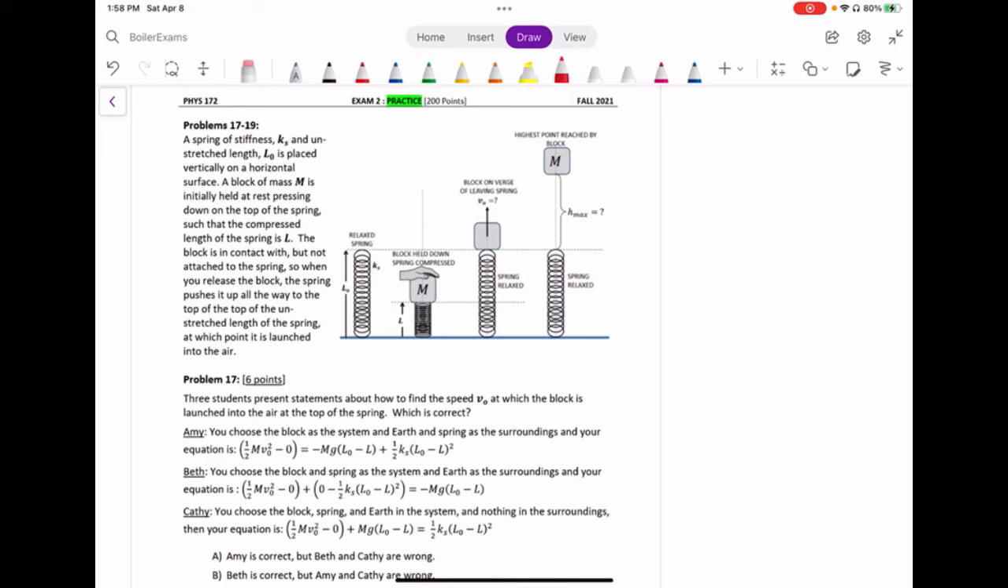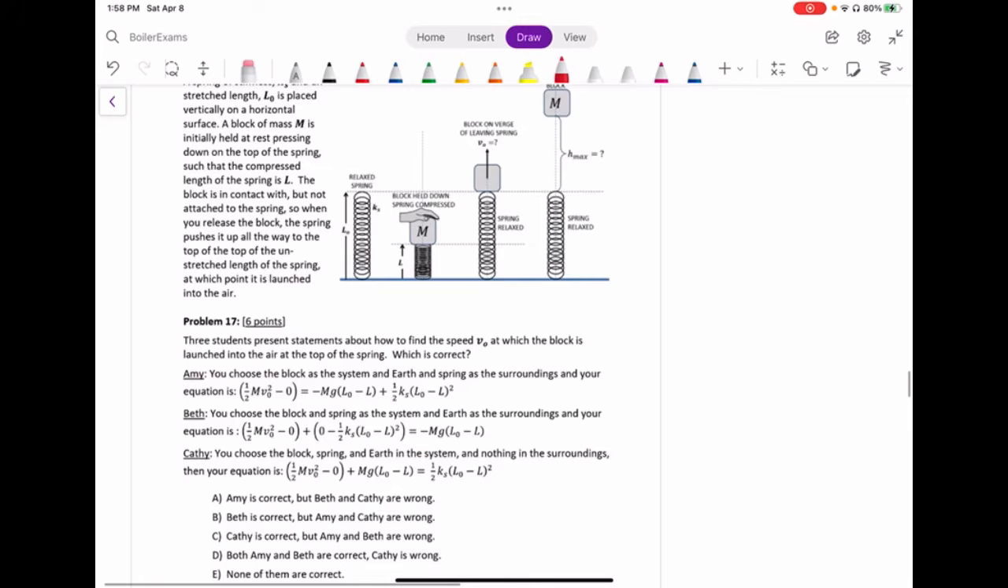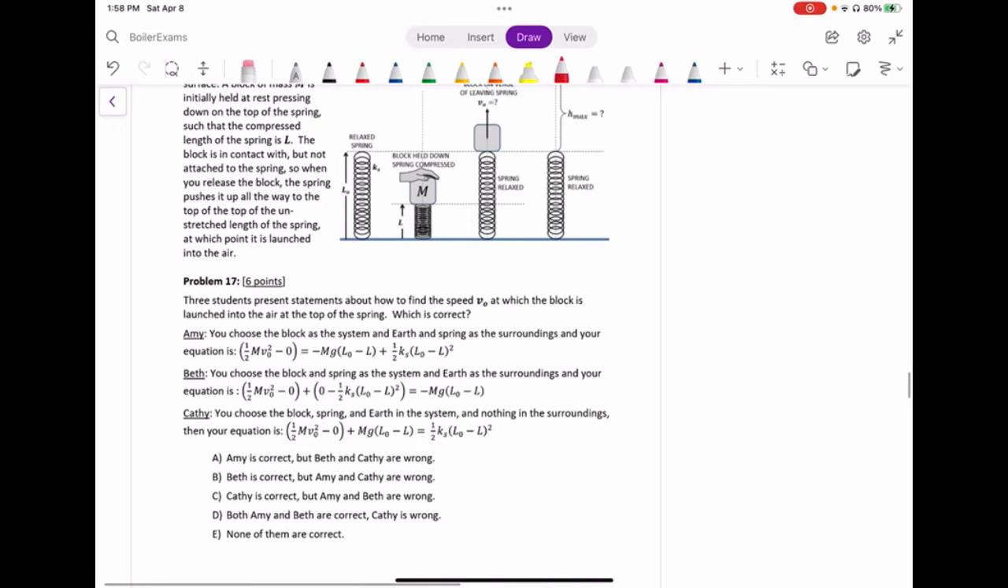We've got a spring of stiffness and unstretched length placed on a horizontal surface. A block is put on top, pressed down, compressing the spring, and then you release it. The spring pushes all the way up, and the block is launched into the air. With these problems, what they're testing is, can you set up the energy principle right?